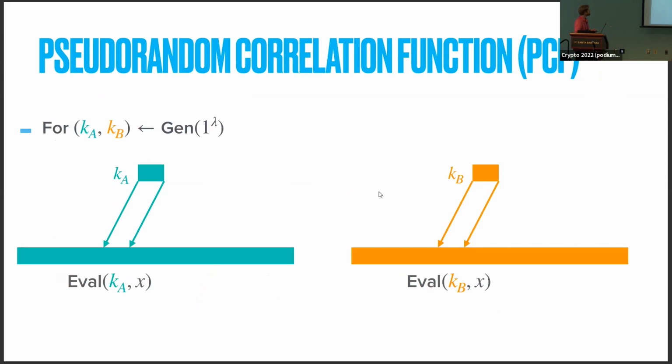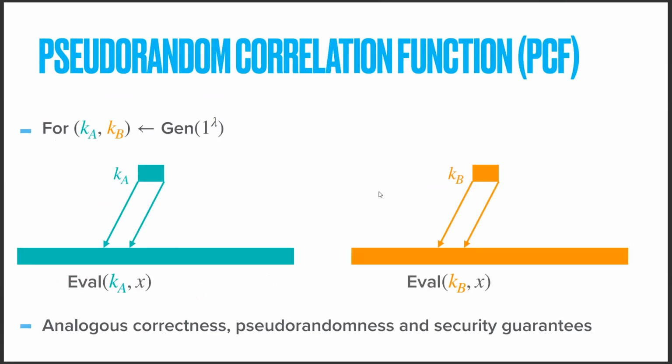Here we would share some correlated keys to Alice and Bob. And then whenever they need a new instance of the desired correlation, they can run some eval function. So this could give them up to exponentially many correlations that they could use in their MPC protocol. The correctness, pseudorandomness, and security guarantees are just the same, so I won't belabor the point.